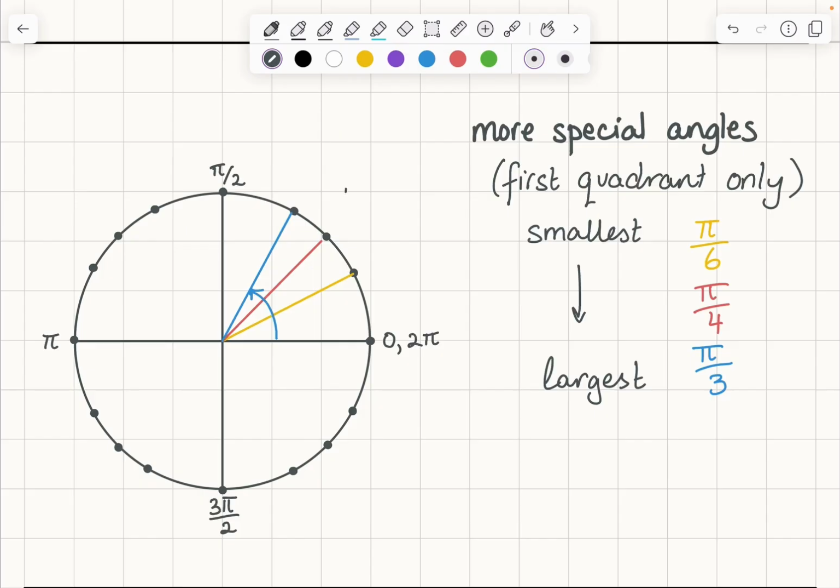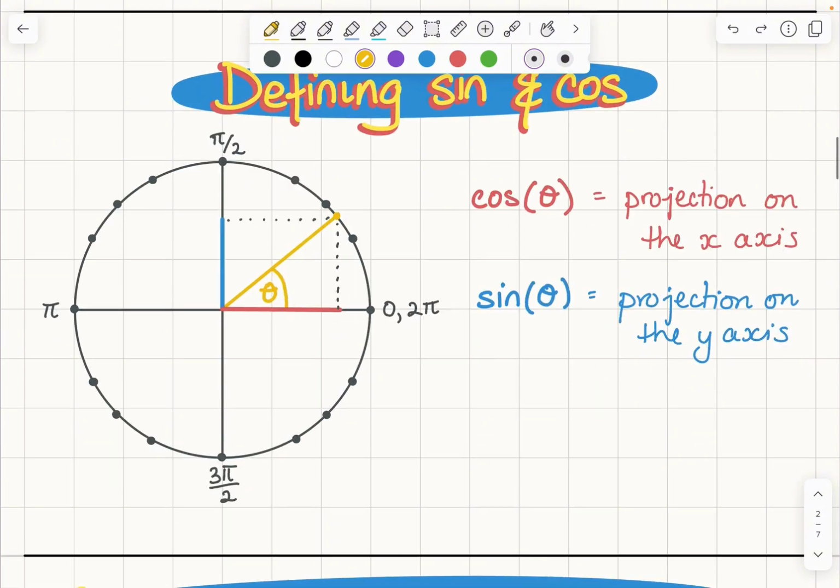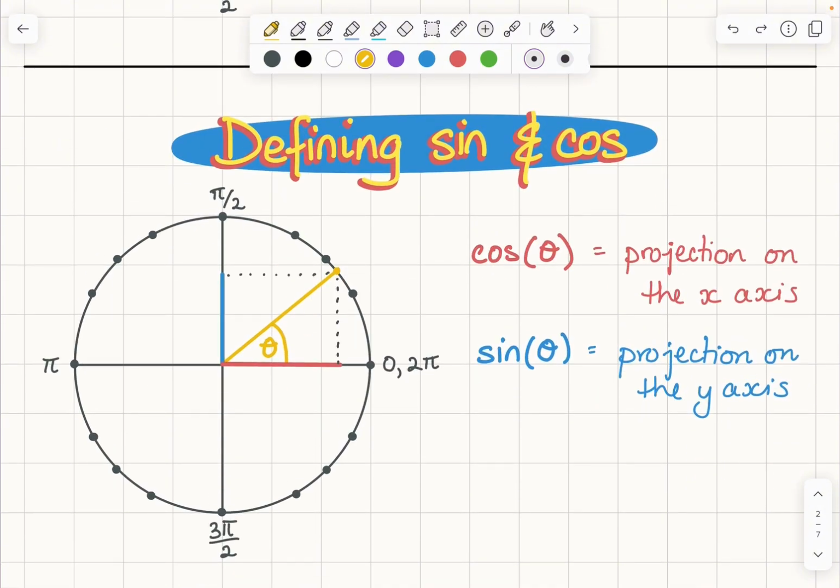Remember, we have these quadrants 1, 2, 3, 4, going anti-clockwise from 0. So let's move on to defining sine and cos. We're going to leave tan for another time. Let's just focus on sine and cos, because if you can understand that, you can understand everything.